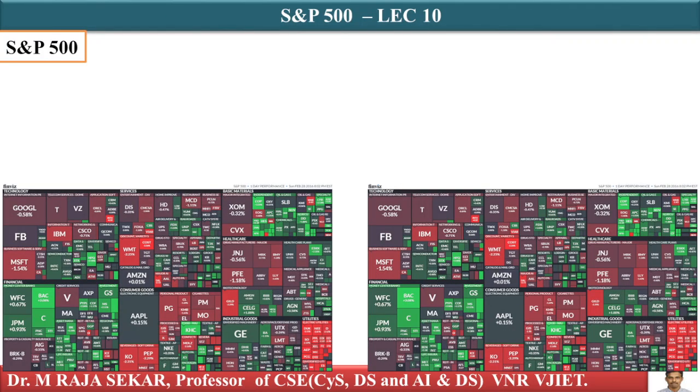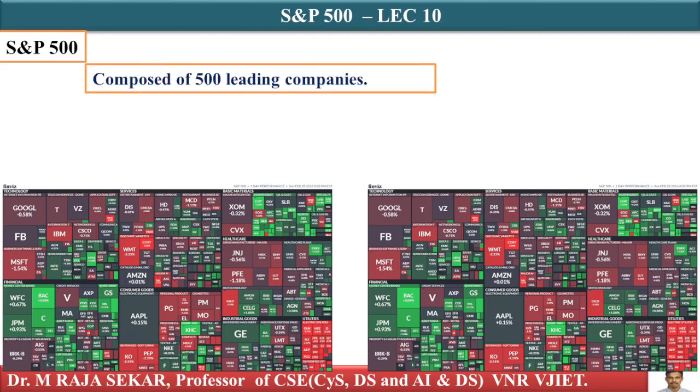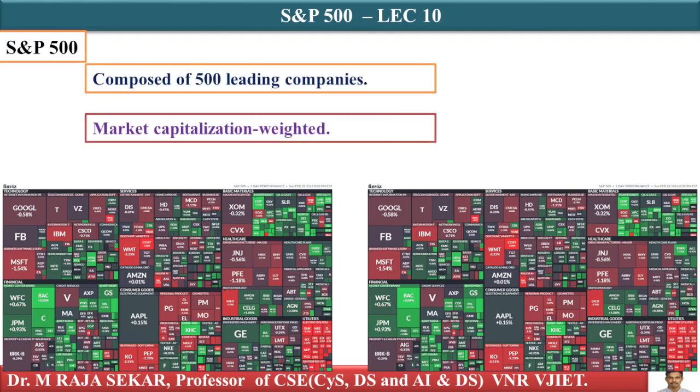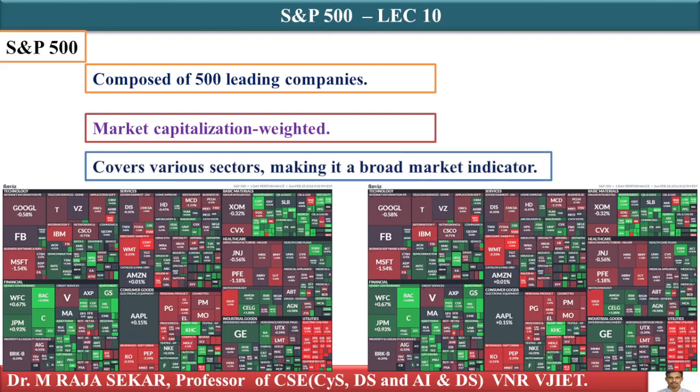What about the S&P 500? It is composed of 500 leading companies, market capitalization weighted, and covers various sectors, making it a broad market indicator. The S&P 500 is often used as a benchmark for the US stock market. It represents about 80% of the US stock market value.